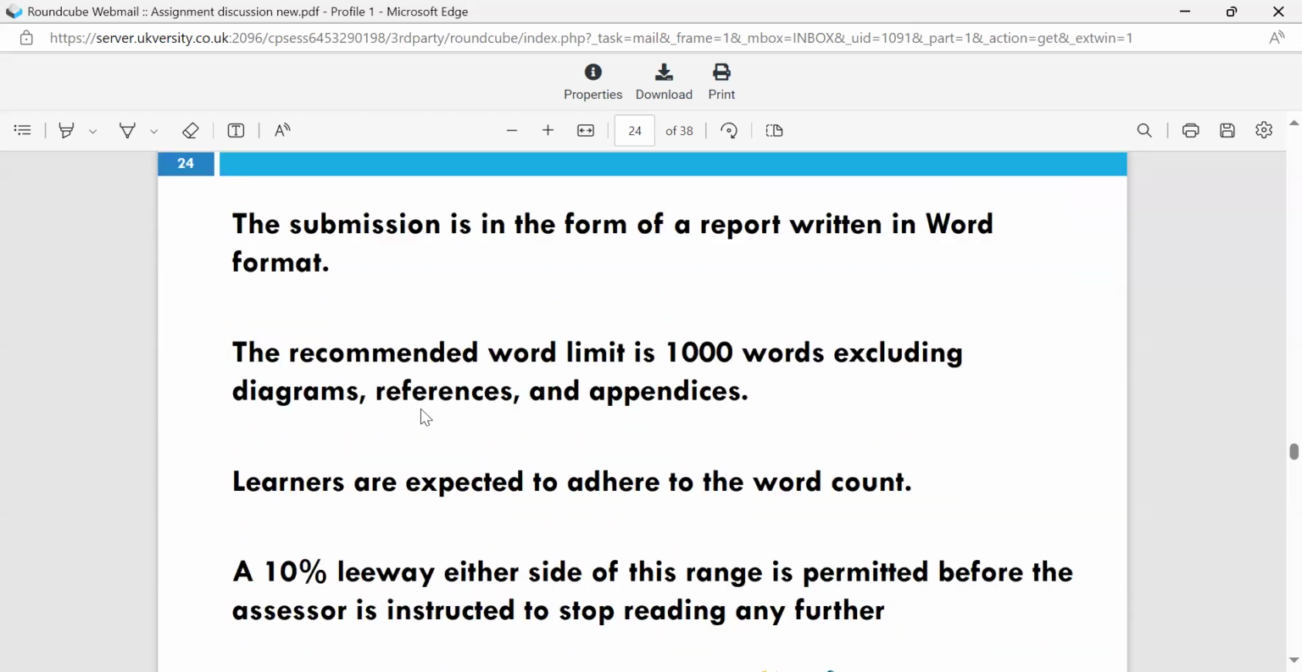Delivery and submission of task 3 of 4. The submission is in the form of a report, again written in a Word format. And the recommended word limit is 1,000 words again, excluding any diagrams, references, and appendices. Make sure you are checking your word count all the time and referring to this quite in detail. Learners are expected to adhere to the word count. Again, 10% leeway either way of this range is permitted before the assessor is instructed to stop reading any further.